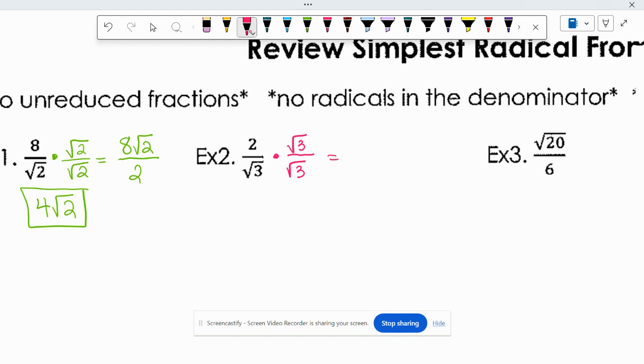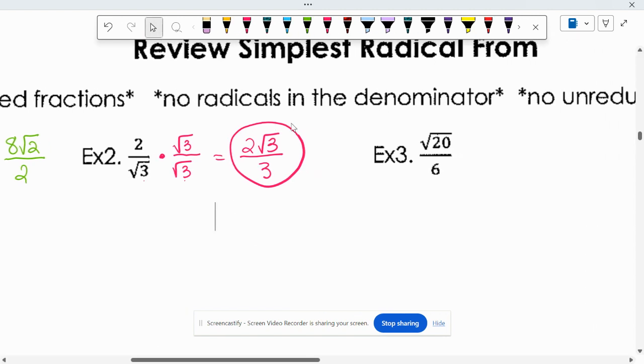So this becomes 2 times the square root of 3 over, let's see, the square root of 3 times the square root of 3 is 3. And that's it. It's done. Let's look at example number 3.